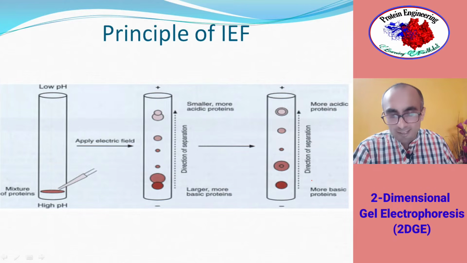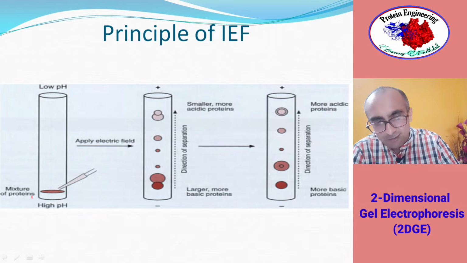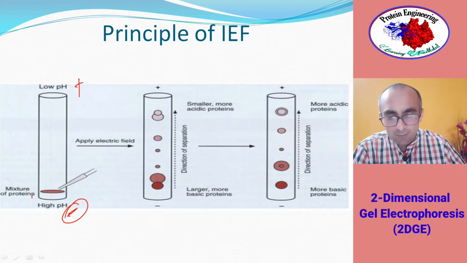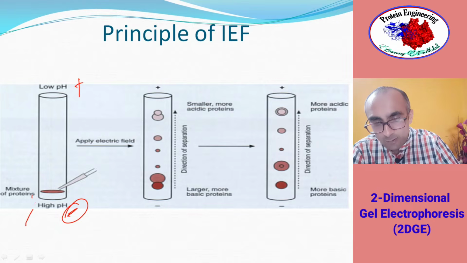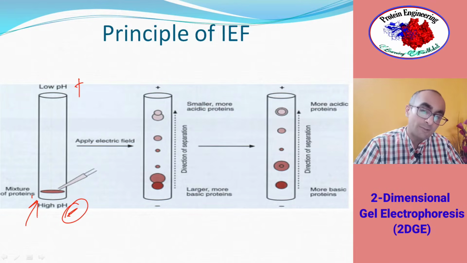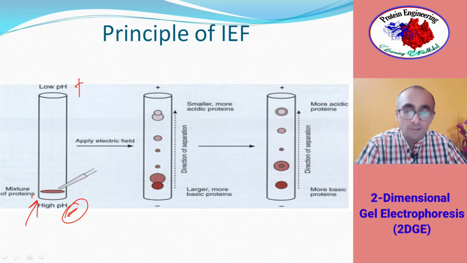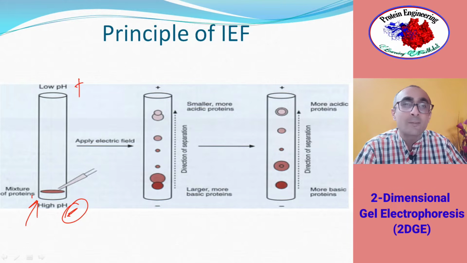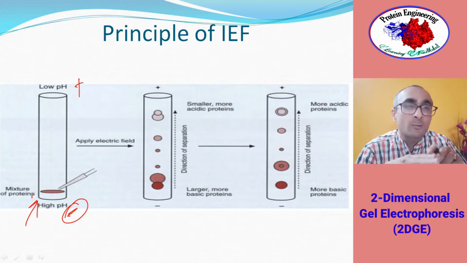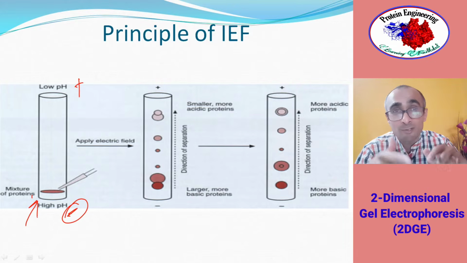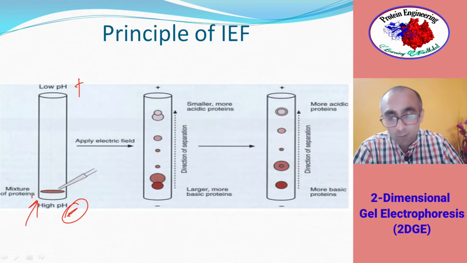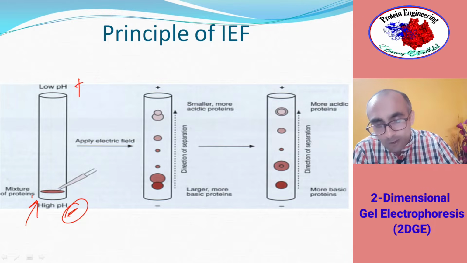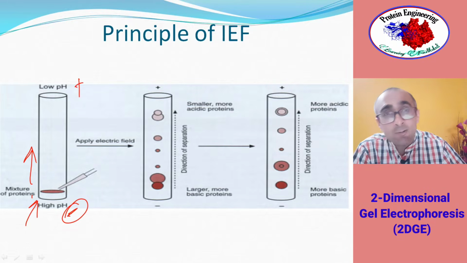In a typical experiment, you have a pH gradient like this one, with the positive electrode here and the negative electrode here, and the proteins are loaded at high pH on the negative electrode, so all the proteins would have a net negative charge. If you are loading protein at the positive electrode, in order to make them migrate towards the negative, you would need to keep it at very low pH, so the protein would have a net positive charge. But generally proteins are loaded at the negative electrode and very high pH, so all the proteins can move, irrespective of their natural charge, toward the positive electrode.